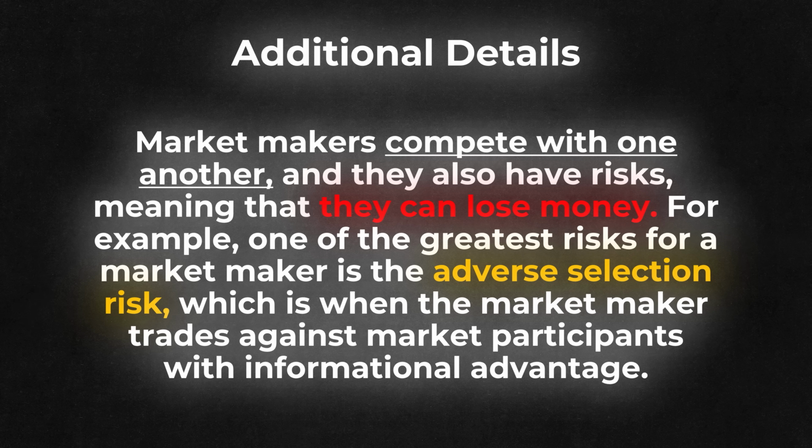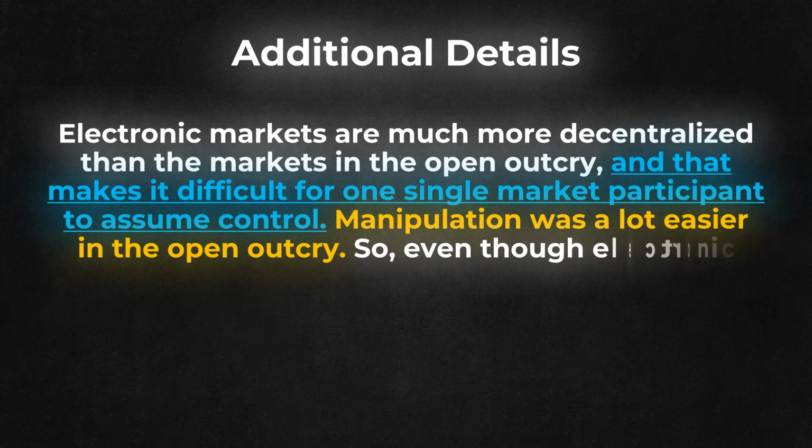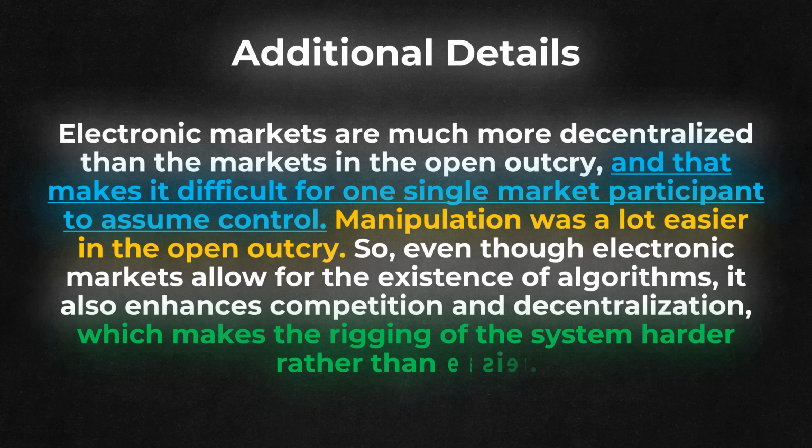The third thing is that the idea of electronic markets being subjected to broad manipulation is a paradox. Electronic markets are much more decentralized than the markets in the open outcry, and that makes it difficult for one single market participant to assume control. Manipulation was a lot easier in the open outcry. So even though electronic markets allow for the existence of algorithms, they also enhance competition and decentralization, which makes the rigging of the system harder rather than easier.